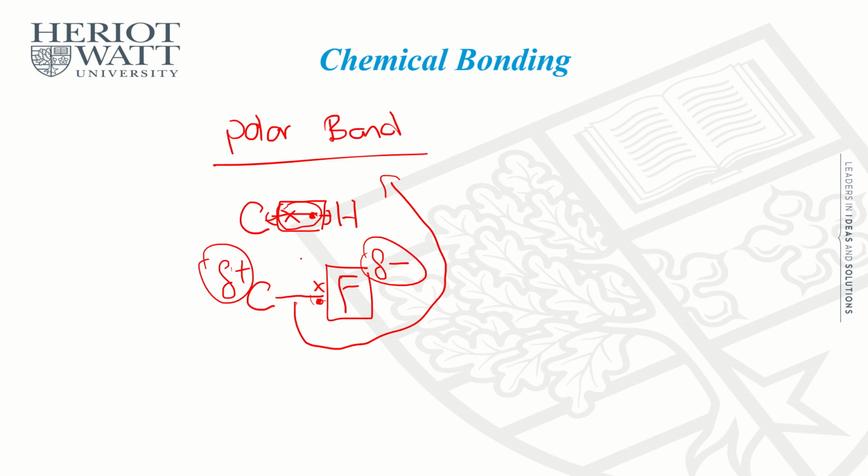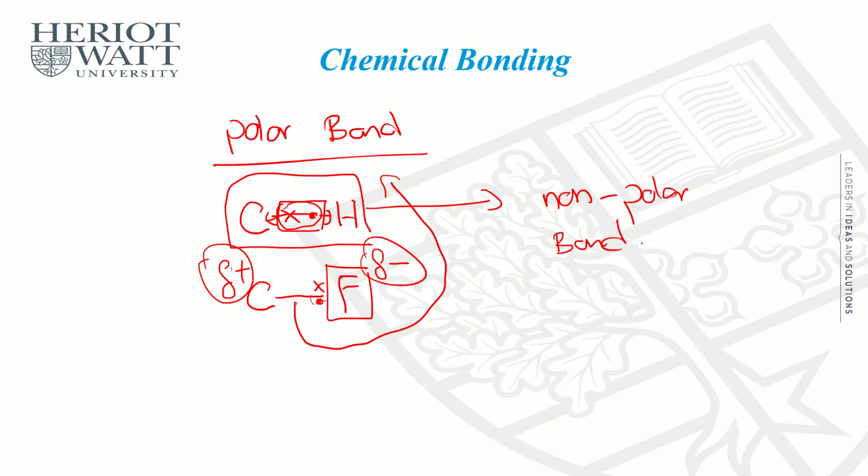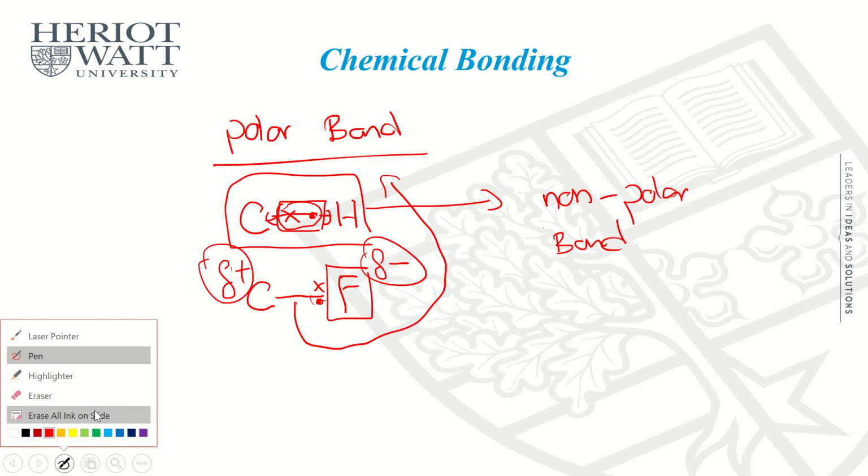And a non-polar bond is the CH bond. This is a non-polar bond. So you must be able to differentiate between polar bonds and non-polar bonds. I'll give you more examples here, just in case.